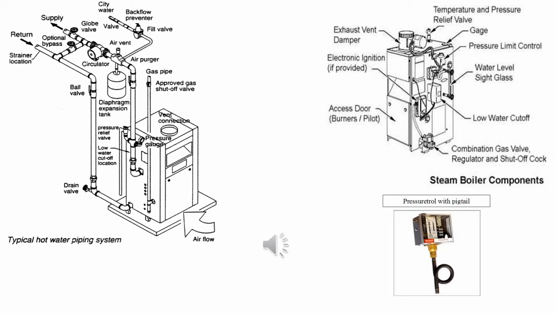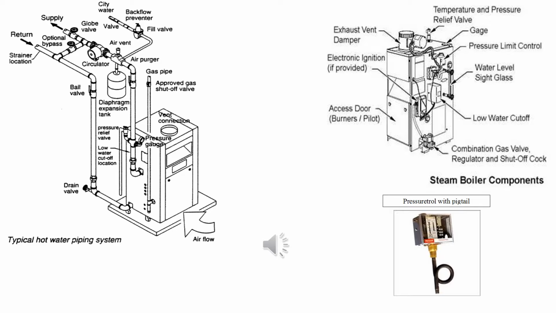The expansion tank gives the water a place to go when the water is being heated and it expands in volume. Forced hot water boilers also have circulators. Circulators create a difference in pressure to help move the water around the system. Another difference you will notice is that a steam system has a water level sight glass or gauge glass.